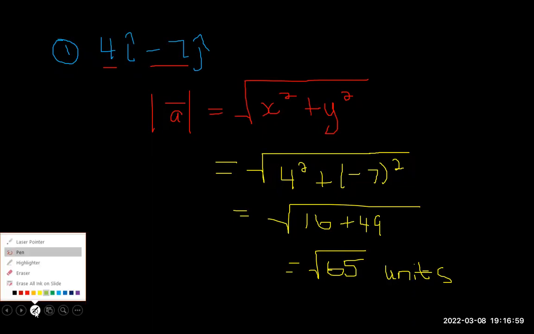So can I erase this to continue? Yes, you can. Zafira, can I clear this off? Is that so blurry? It is.